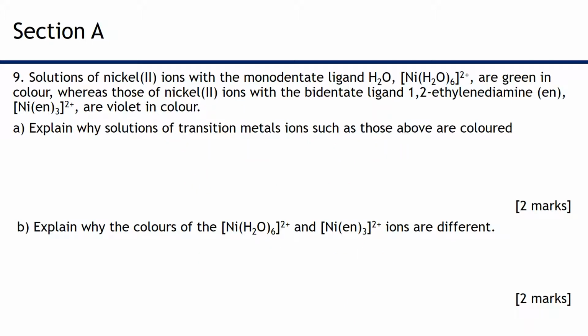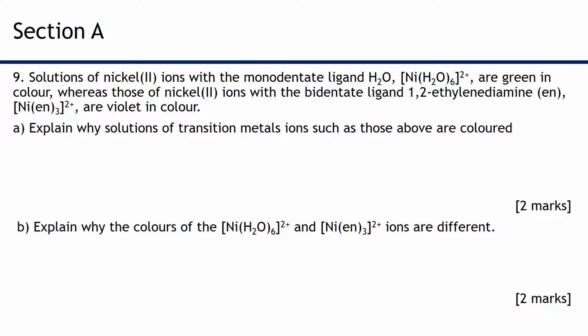Question 9. Solutions of nickel 2 ions with the monodentate ligand H2O, with the formula Ni(H2O)6 2+, are green in colour, whereas those of nickel 2 ions with the bidentate ligand 1,2-ethylenediamine, en, with formula Ni(en)3 2+, are violet in colour. Part A, explain why solutions of transition metal ions such as those above are coloured.